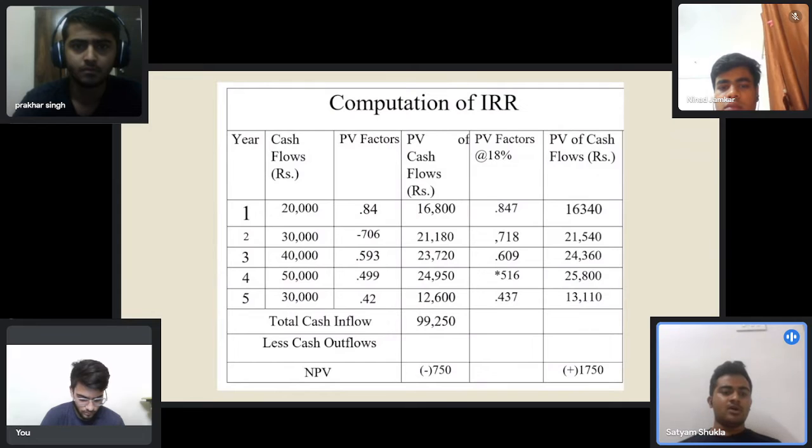For calculating the IRR, we take the PV factors as calculated previously, and to get the cash flows, we discount them at 18%. To calculate the final result, we take the NPV we have got and add it on the next slide.